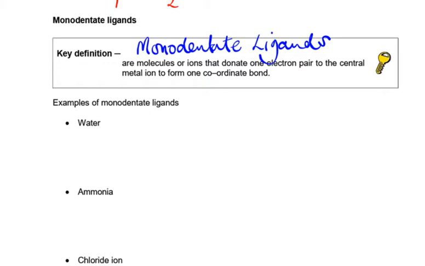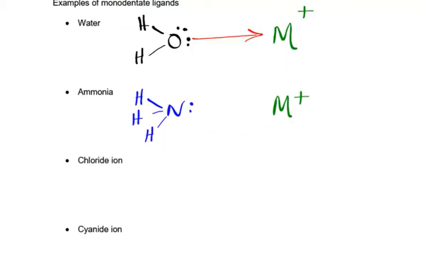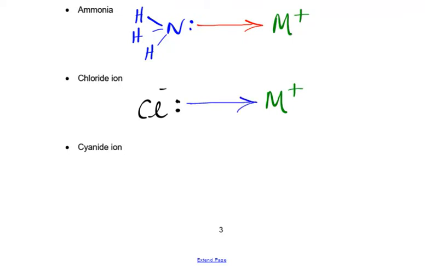So water is an example of a monodentate ligand. Having a lone pair means it can form a coordinate bond from one of those lone pairs. Same idea with ammonia, or with a chloride ion. And for a cyanide ion there's actually a lone pair on both the carbon and the nitrogen, but it's far more likely that the coordinate bond is from the carbon rather than the nitrogen.